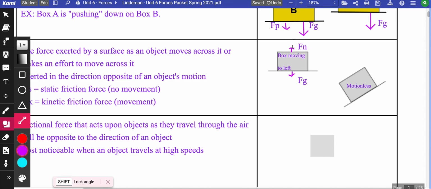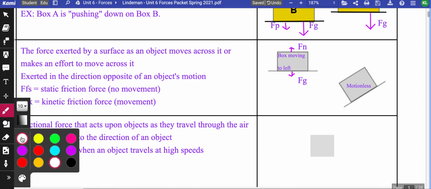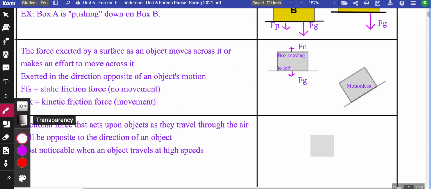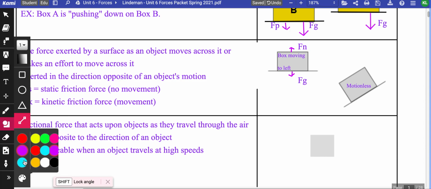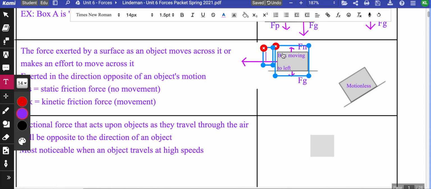I want these two arrows, the FN and the FG, to be about the same length because we have no upward or downward movement. We do have movement to the left though, which is why I'm going to have my push force going much further to the left. So I'm going to make myself some space here. Going to drawing and then the white to erase this line here, and then back to shapes. I'm going to have a long arrow here, and this is going to be my push force arrow, so FP.